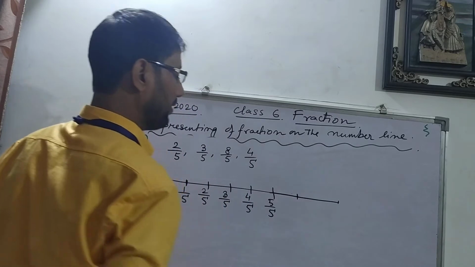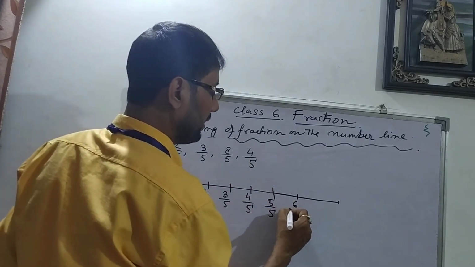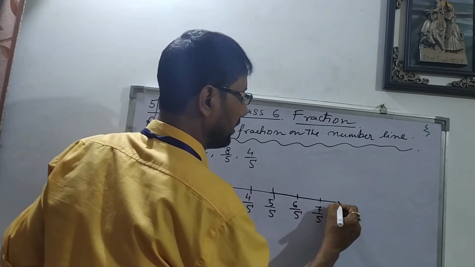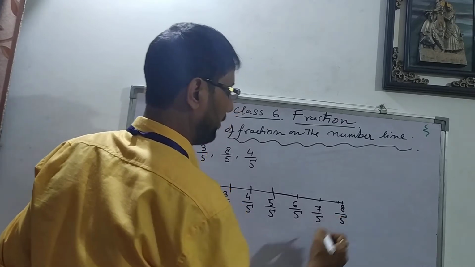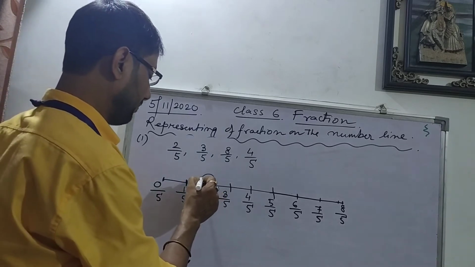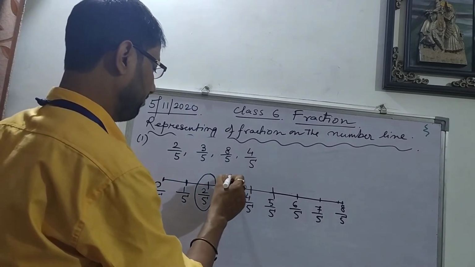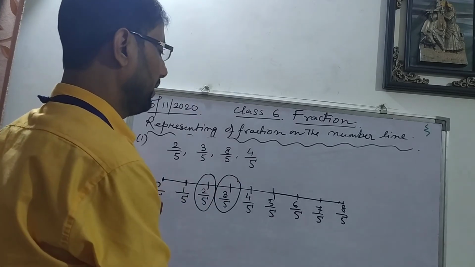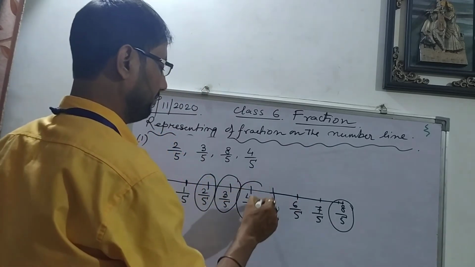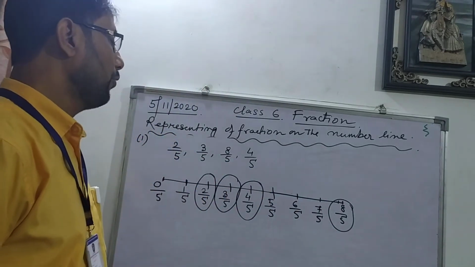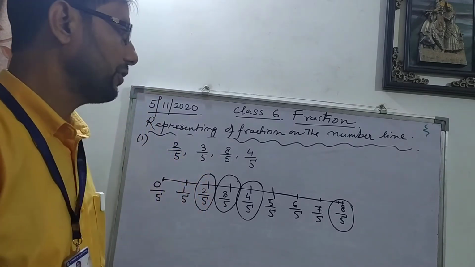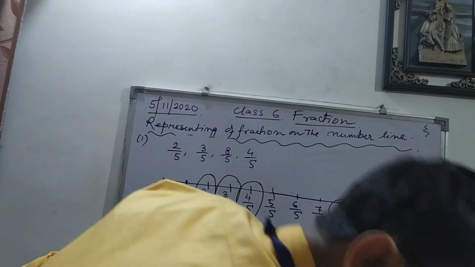Extend now. After 5 by 5 I write 6 by 5. Then 7 by 5. 8 by 5. So what numbers have I represented? Say this is 2 by 5. This is 3 by 5. So 8 by 5. 4 by 5. So in this way we represent the fractions on the number line. So hope, students, you have understood this. Now let us go to the next part.